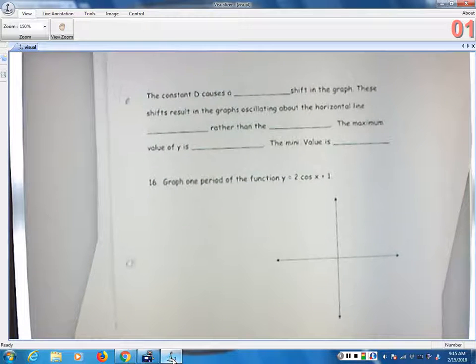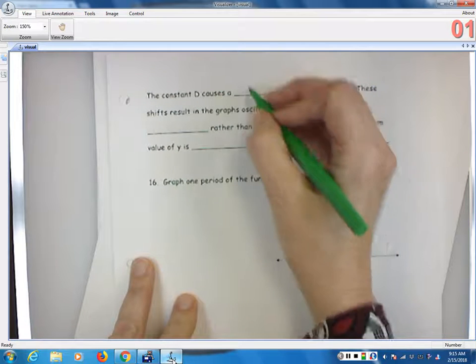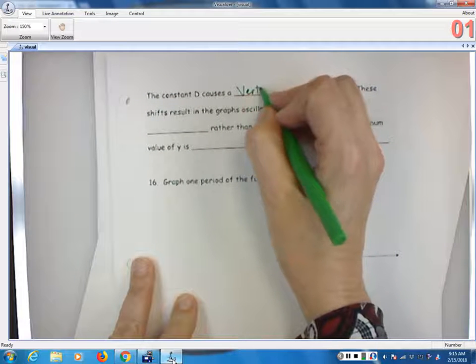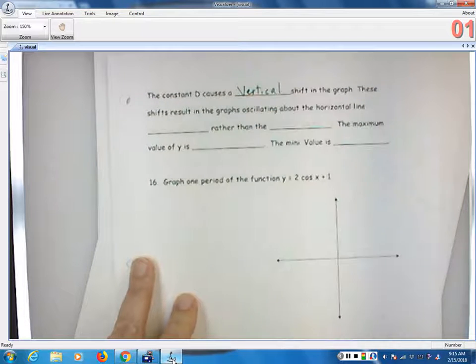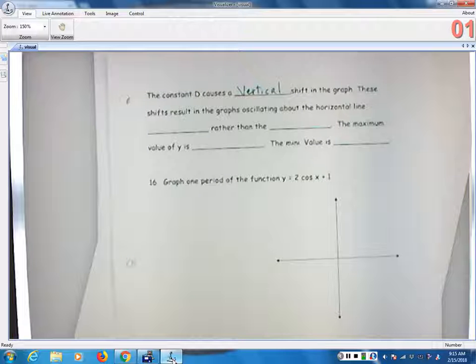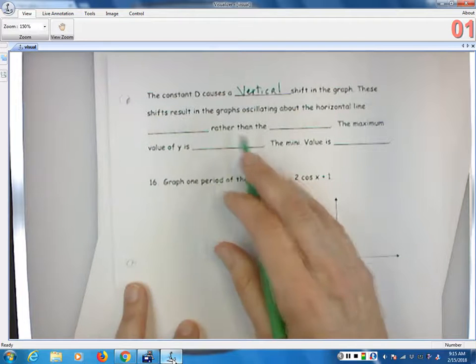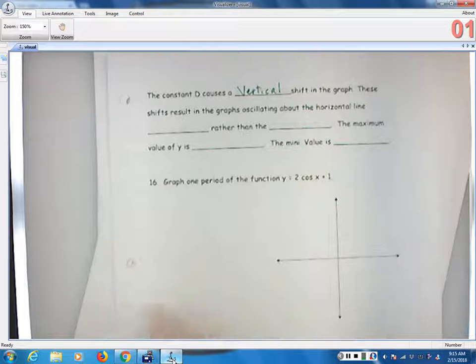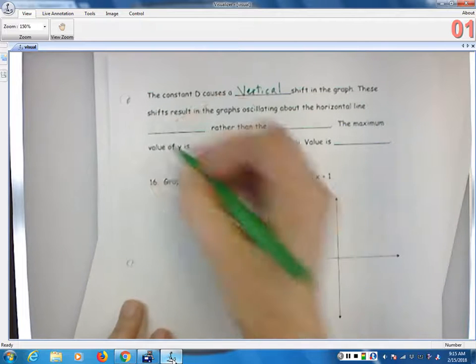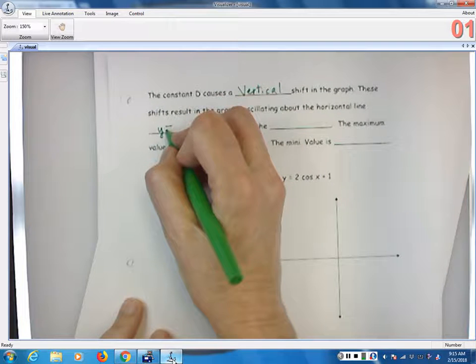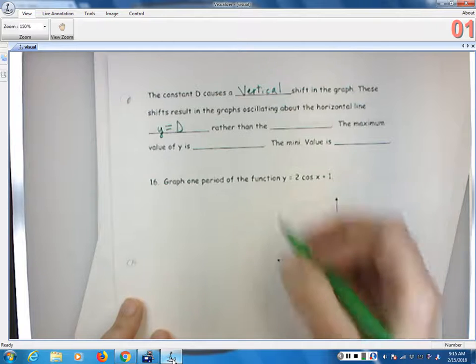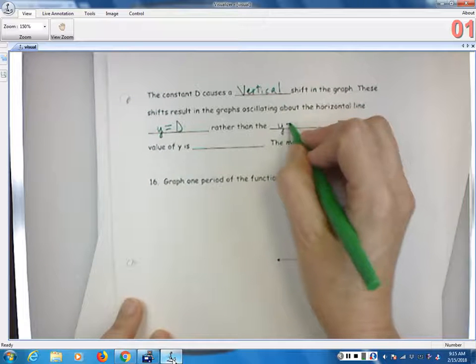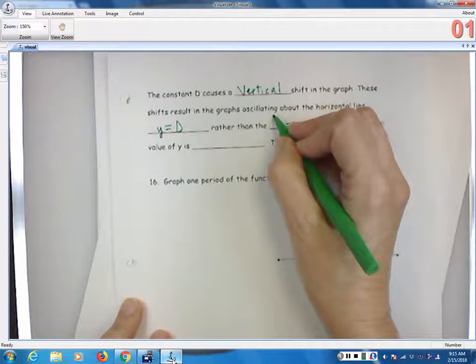The constant D causes a vertical shift in the graph. So is that, oh, it's right there on our slide. The shifts result in graphs oscillating about the horizontal line y equals D instead of y equals 0, or the x-axis.